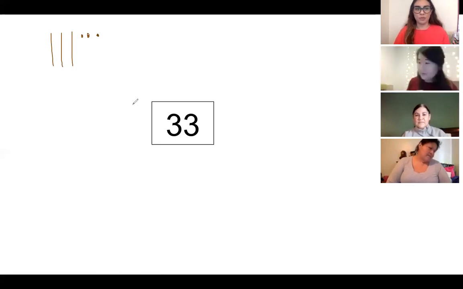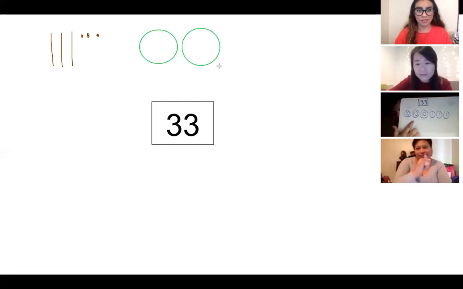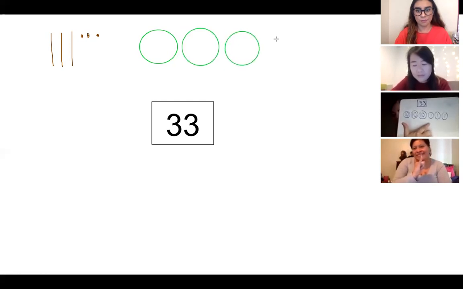Beautiful. And do we have another volunteer to show how we can visually represent? Miss Hernandez, can you show us how you visually represented 33? Sure. So the way I counted, when I hear the number 33, I hear a 30 and a 3. So I know that 10 and 10 is 20 and 10 more is 30 plus 1 is 31, 32, and 33.